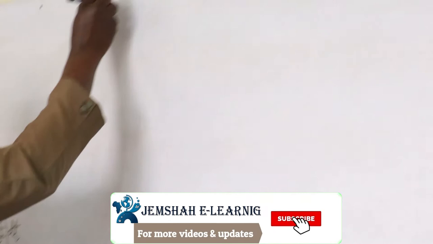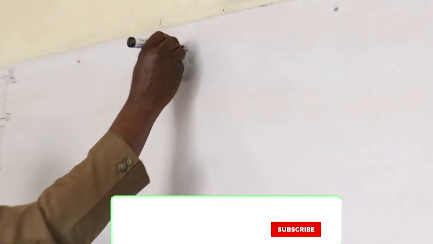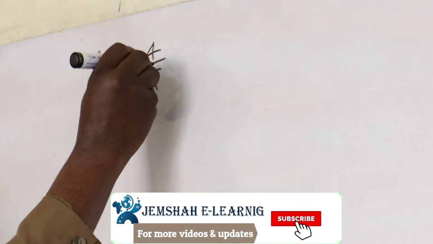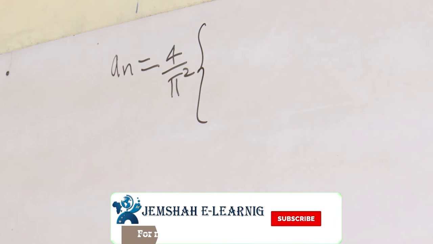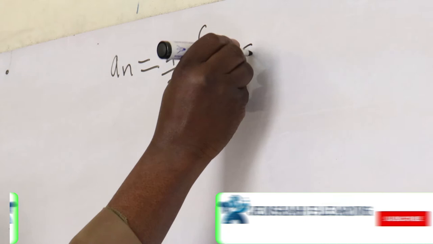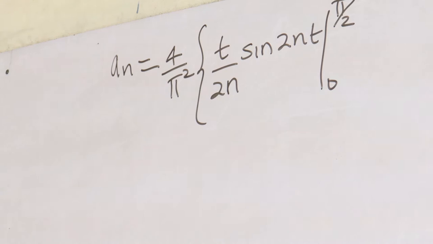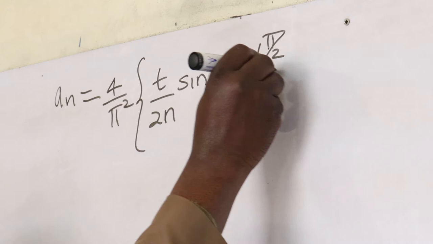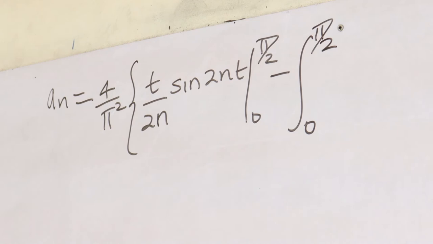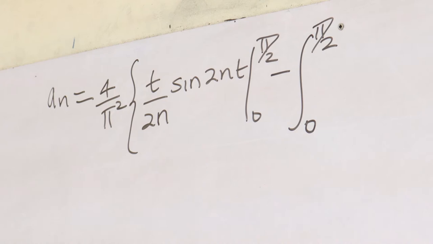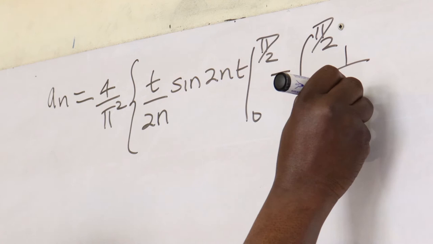So let's insert this. We'll have An being equal to 4 all over pi squared. Then we open a bracket. We have uv, t all over 2n sine 2nt, from 0 to pi all over 2, minus the integral from 0 to pi all over 2 of v du, so 1 all over 2n sine 2nt dt.